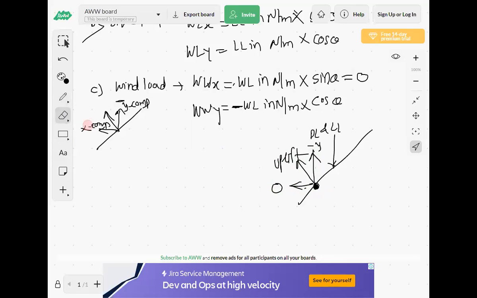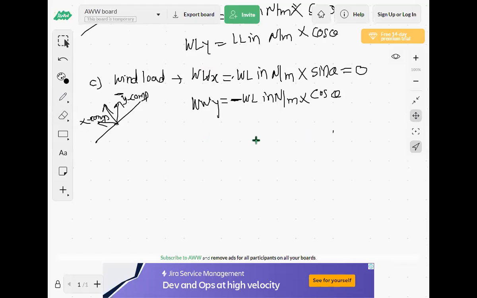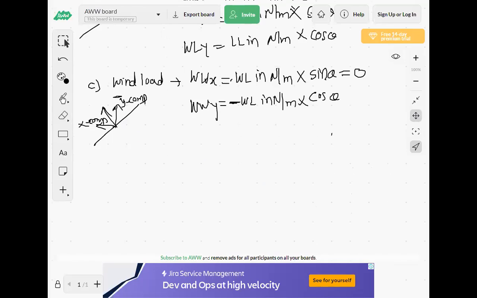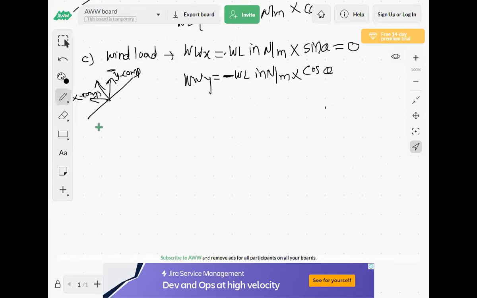So we will see while solving the example. Are you getting? So we will see in detail at the time of solving the example. Okay, so this is your step number 4: X and Y component of each load. Now, next, step number 5.